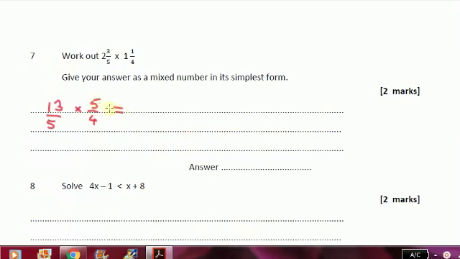Now we look at these two fractions and we can cancel a 5, top and bottom. So we're left with 13 over 4. But it does say give your answer as a mixed number. So that means 4 into 13 goes 3, is 12, remainder 1, so 1/4. 3 1/4 is our answer for number 7.